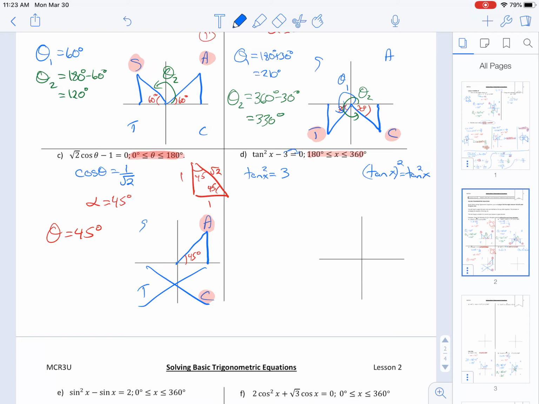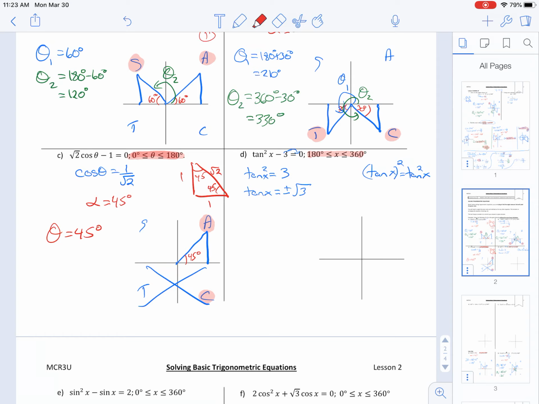The next thing I can do is take the square root of both sides. What that's going to do is get rid of the squared for tan, so I now just have tan x. When I take the square root, it's easy to forget, but I should take the plus and minus of both sides. So that's going to be plus or minus root 3.